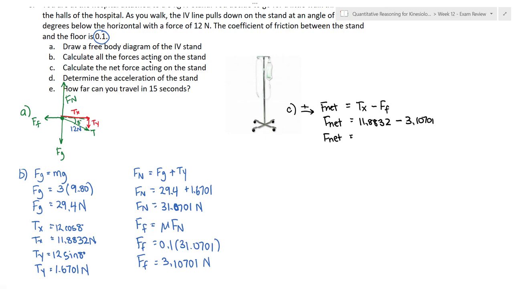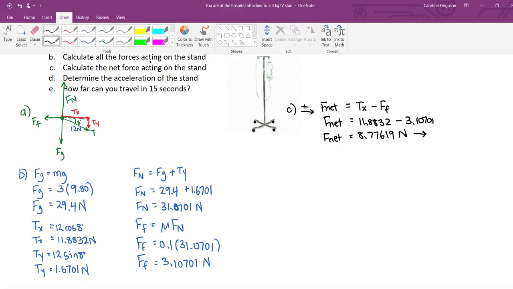11.8832 minus 3.10701, and I get 8.77619 newtons. Net force, I need to give a direction for that. It's positive, so that means it's going to the right. So that was C. Now let's move on to D.